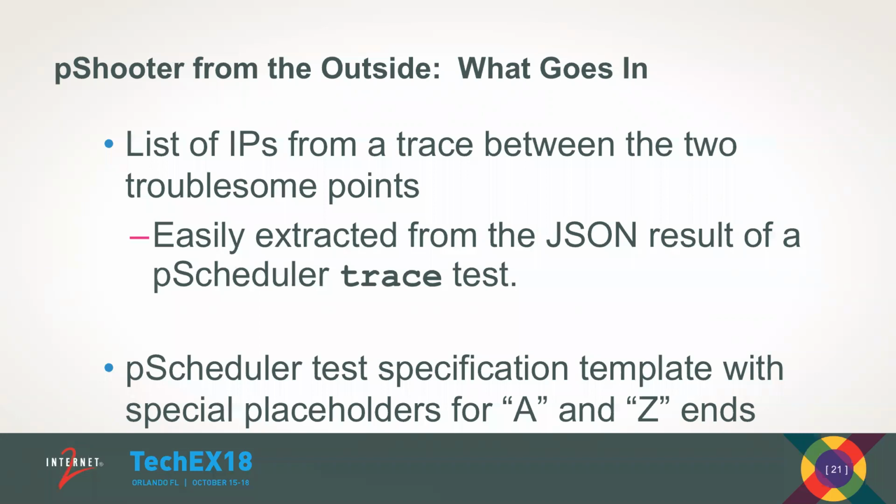The second thing that goes in is a pScheduler test specification template, which is just what you would normally pull out of pScheduler as JSON. The difference is it has special placeholders for the A and the Z end. So, for example, when you're doing throughput, the source or sending end would be the A end, and the destination or receiving end would be the Z end.